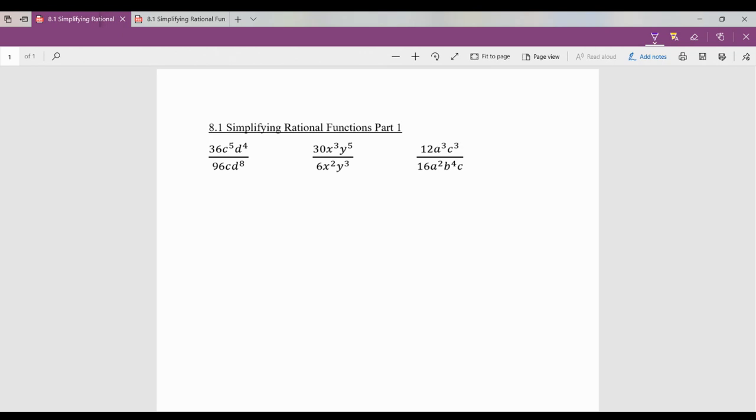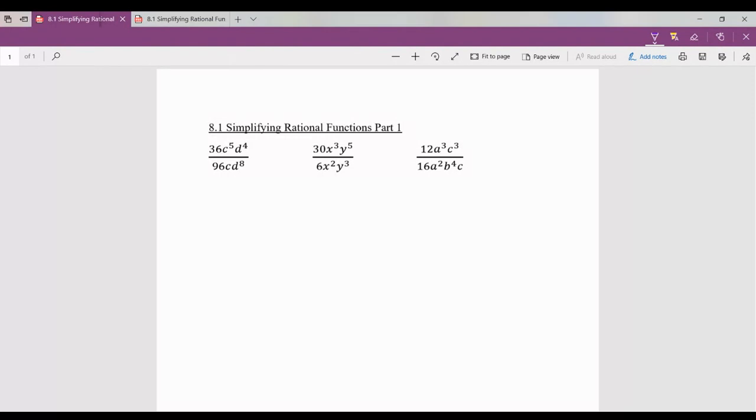Hi guys, so today we are going to go through simplifying rational functions. The first part is where we have a monomial over a monomial, and we already did ones like this when we did the rules of exponents, so we're not going to do too many examples of them because all we want to do is just kind of jog our memory on how to go about tackling these problems.